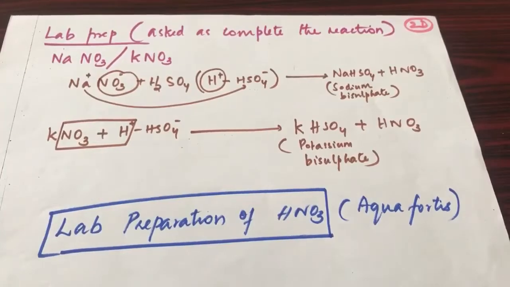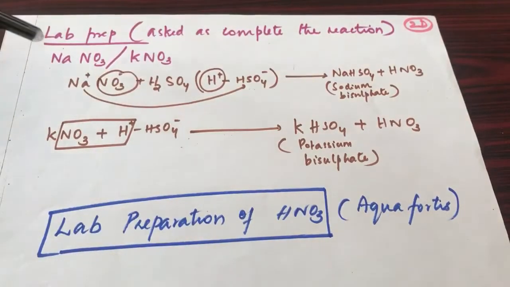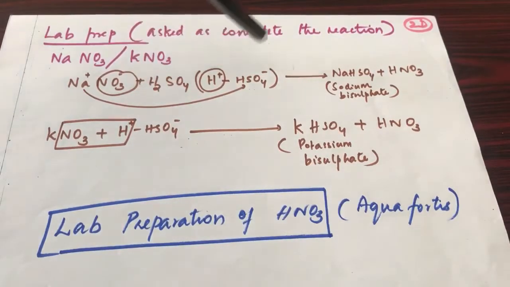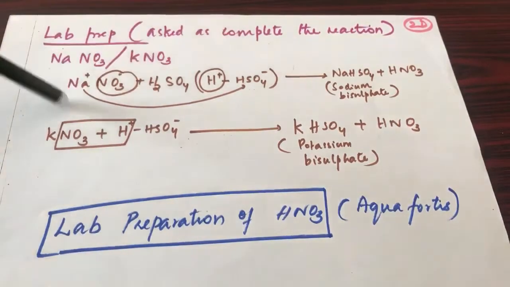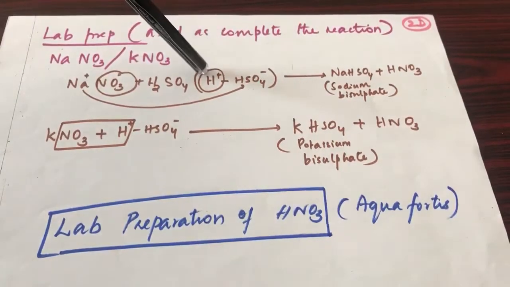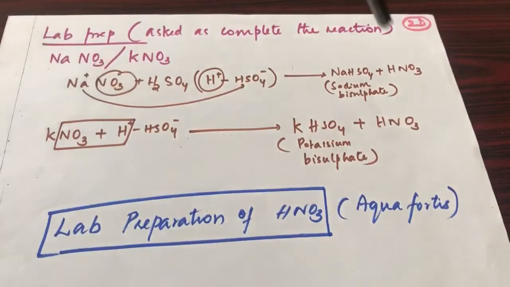So now we have the lab preparation of HNO3, that is aqua fortis. Lab preparation is usually asked as complete the following reaction. NaNO3, that is sodium nitrate or potassium nitrate, is treated with H2SO4. H2SO4 can be written as H plus and HSO4 minus. So Na goes with HSO4 to form NaHSO4, and H goes with NO3 minus, so HNO3 is formed along with sodium bisulfate.